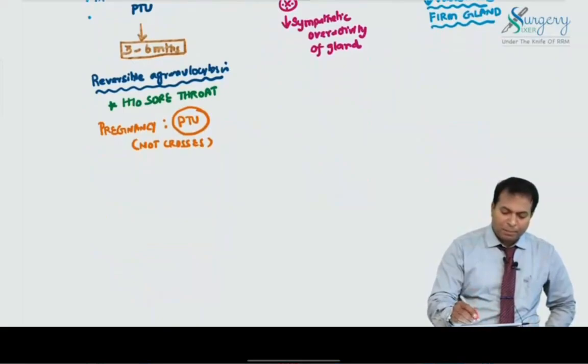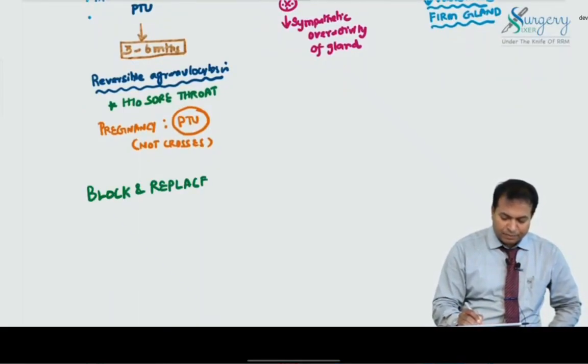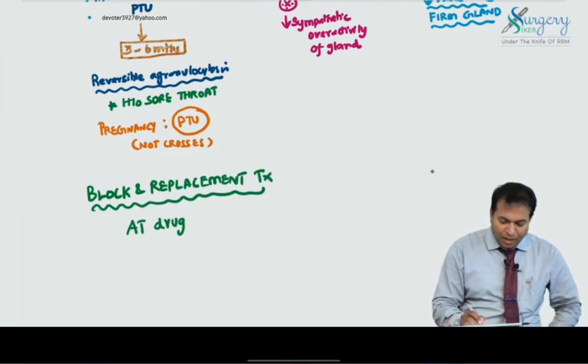Okay, so there is one typical question for final MBBS students that is known as block and replacement therapy. In block and replacement therapy, we give anti-thyroid drugs, and along with that thyroxine will also be given.